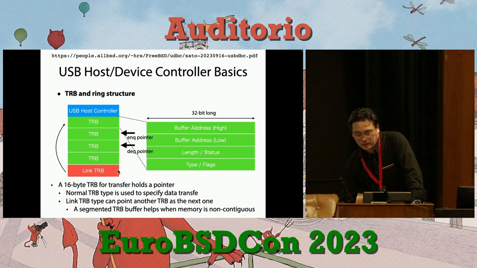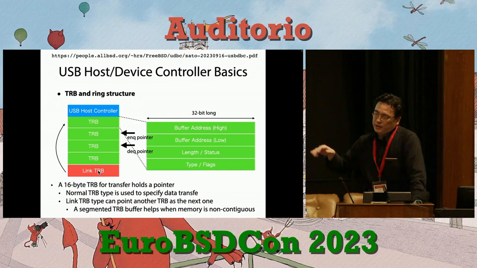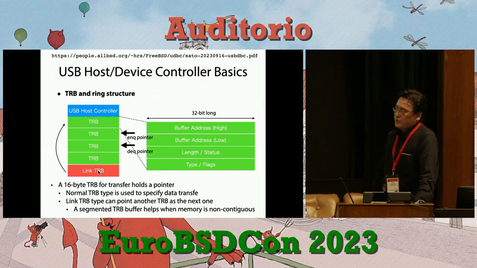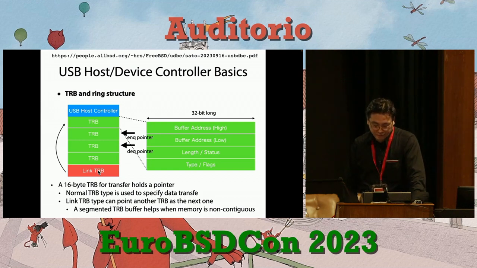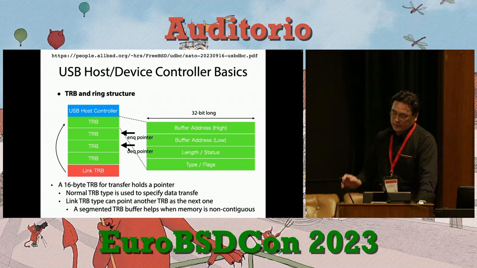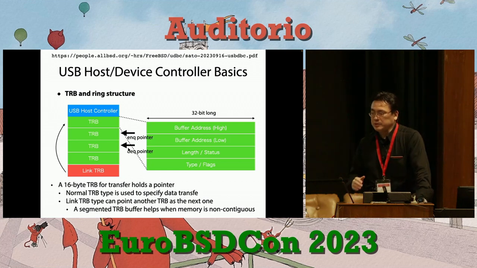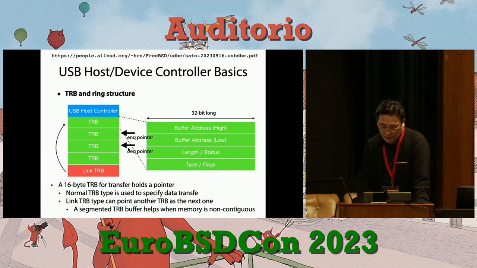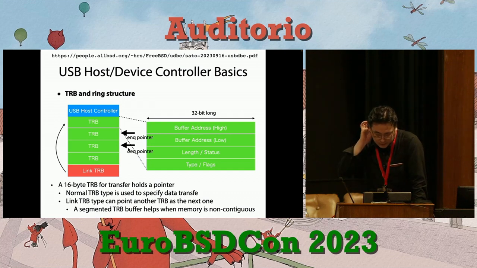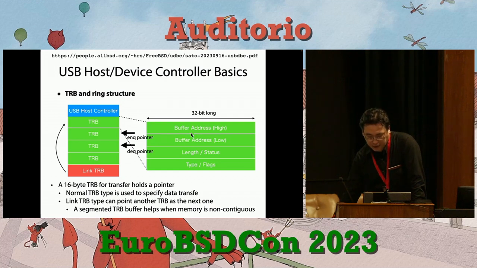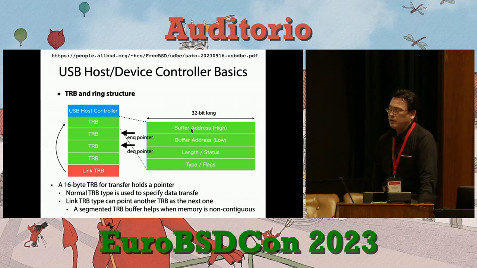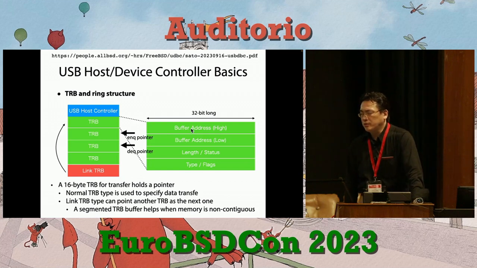So by putting the link TRB at the tail of this array, this array can be used as a ring buffer. Or if the device driver cannot get a contiguous memory region, the TRB array can be segmented by using a link TRB. So there is no limitation of the total length. And one data buffer pointed to by this address can hold a maximum size of 64 kilobytes.